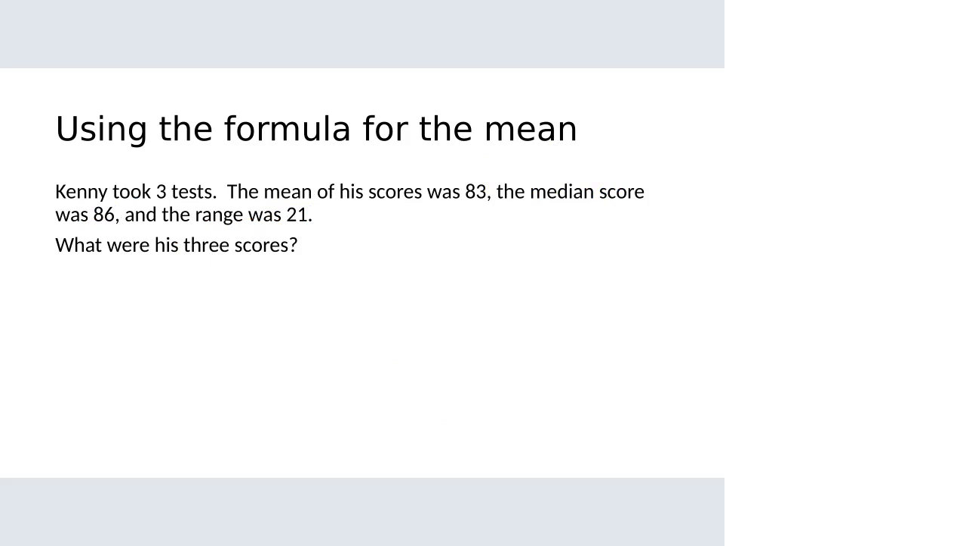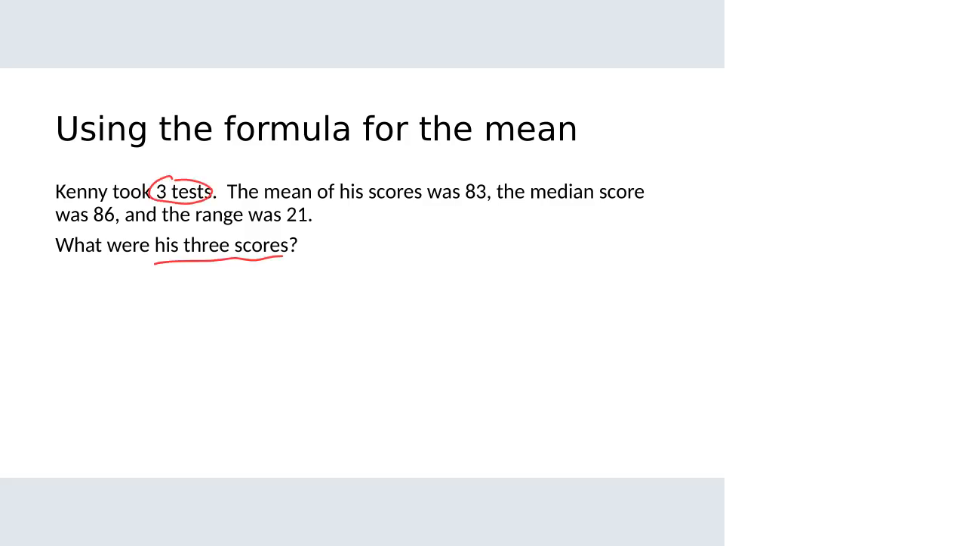Kenny took 3 tests. Okay, we're back to something concrete again, so we're not abstract anymore. Kenny took 3 tests. The mean of his scores was 83. The median score was 86, and the range was 21. What were his 3 scores? Okay, so here we kind of have a number puzzle, but it is something that's very real for us. So he took 3 tests, and the question is, what were his 3 scores?